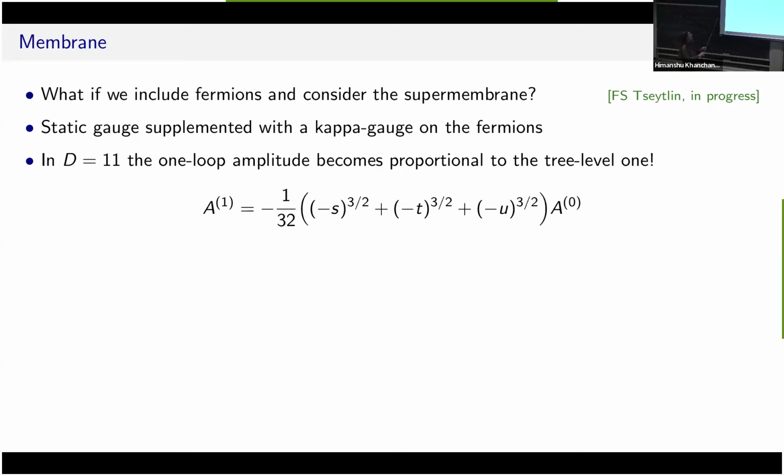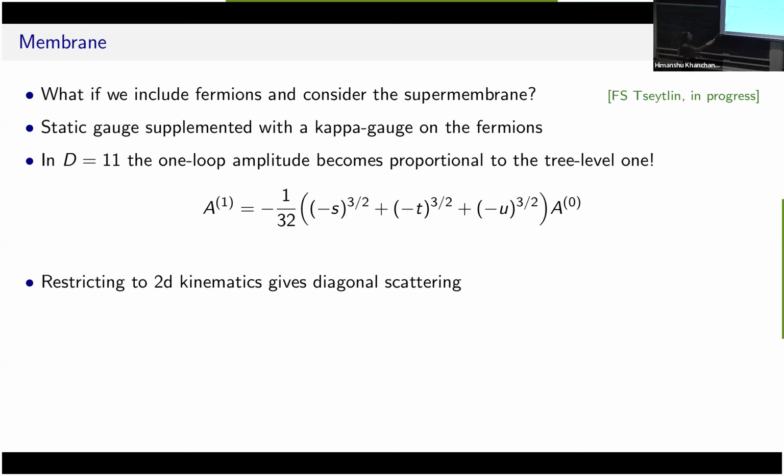And then actually something very special happens for d equal to 11, which is the critical dimension for the supermembrane theory. The one loop amplitude becomes proportional to the tree level one, with some proportionality factor that depends on the Mandelstam variable.